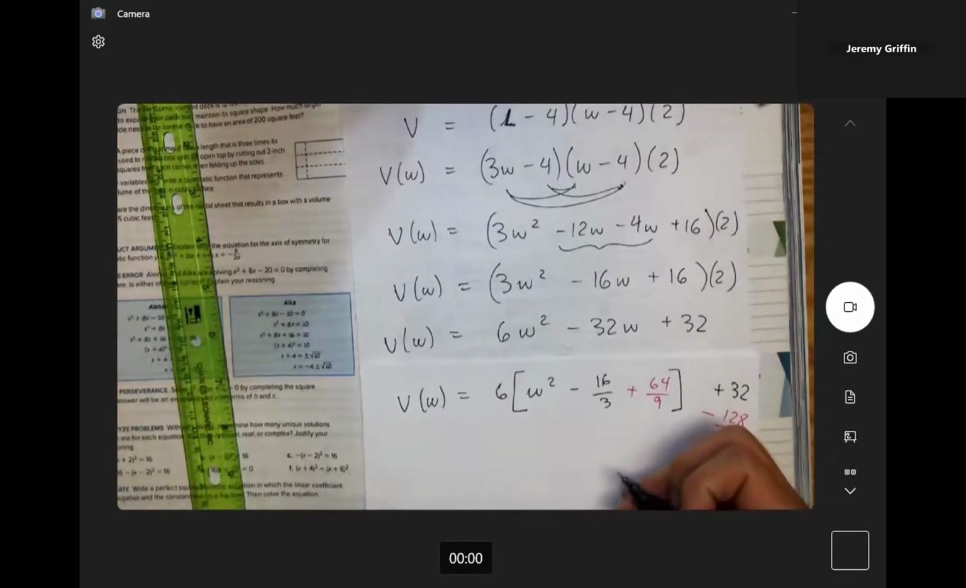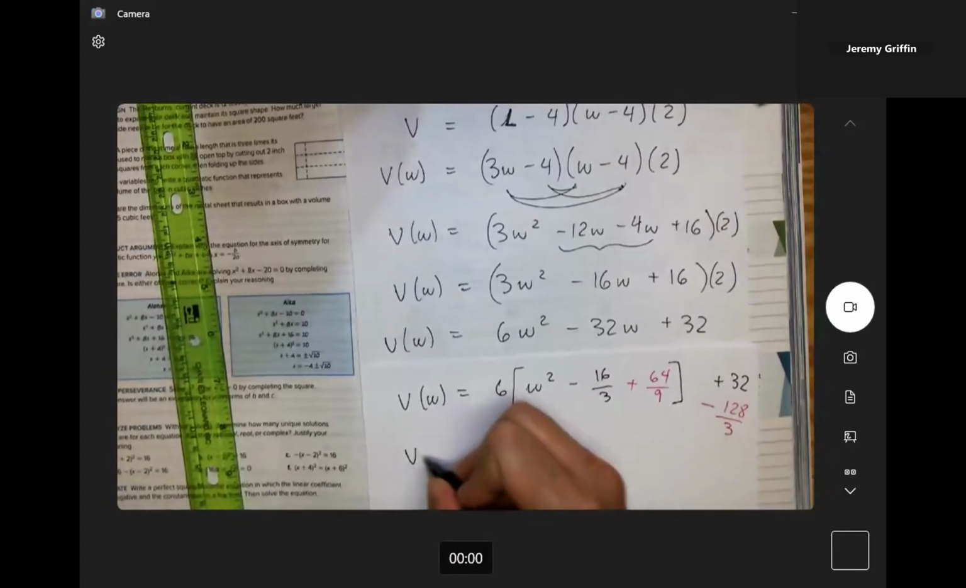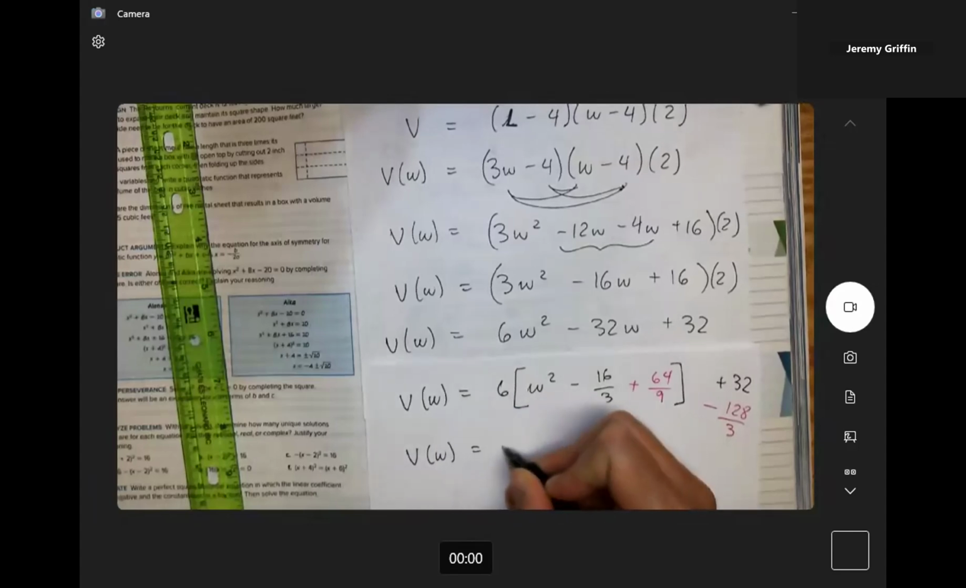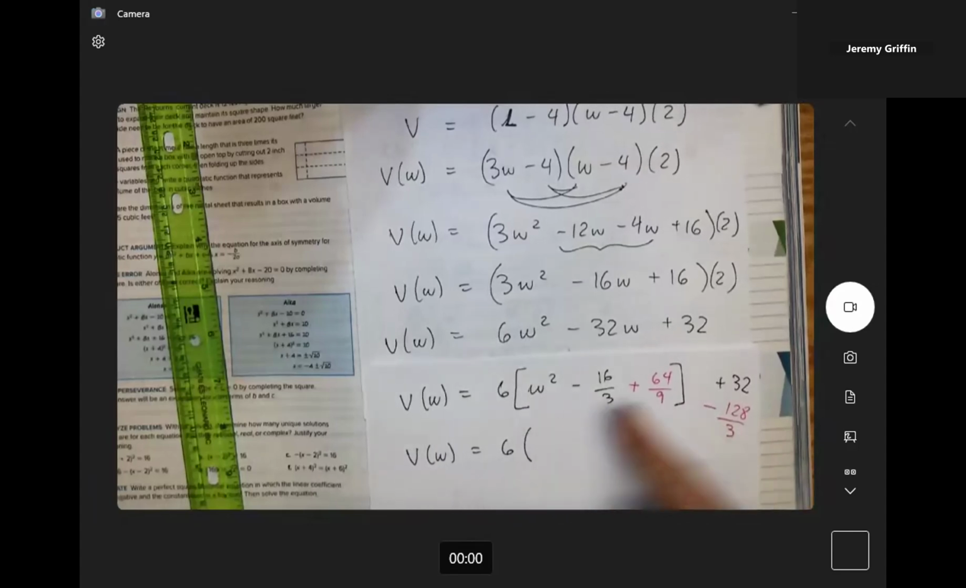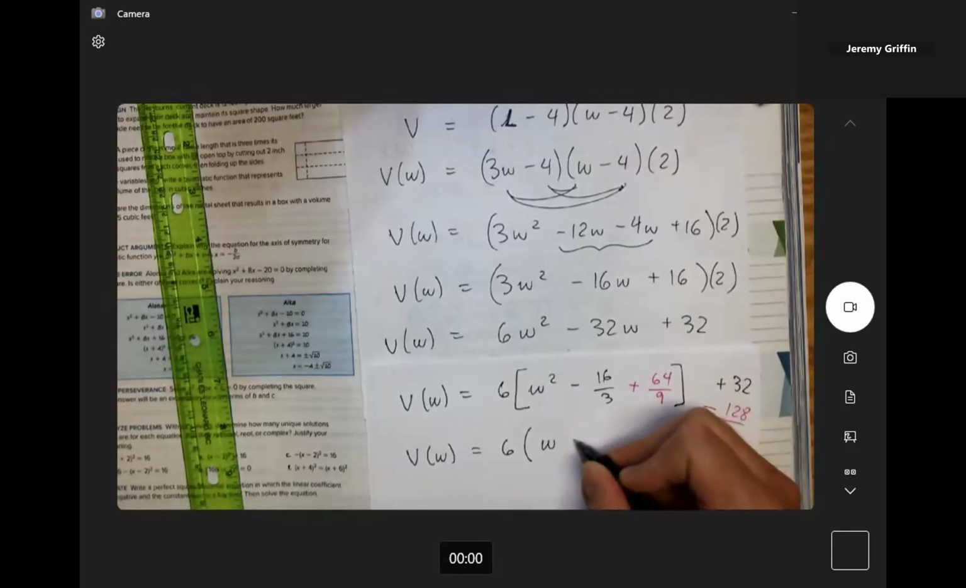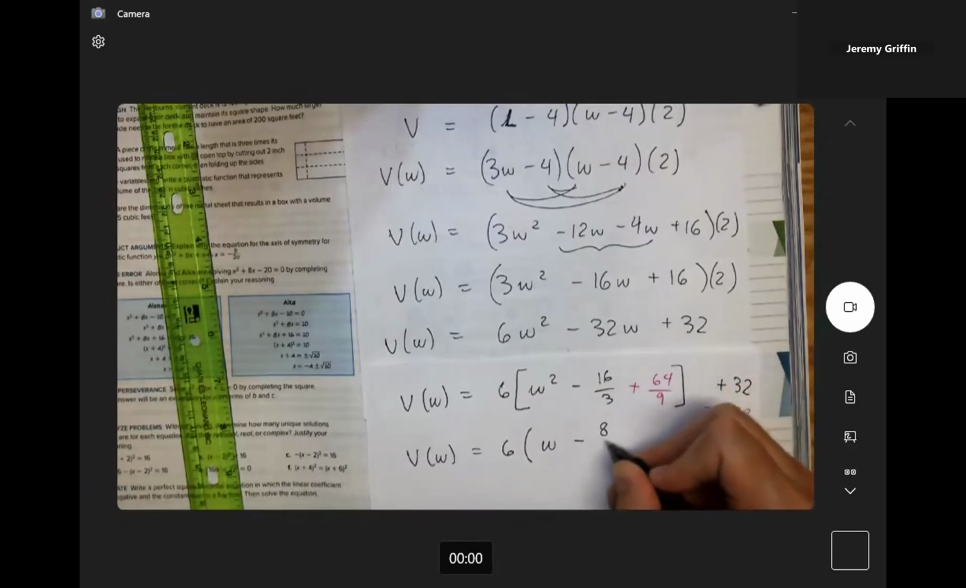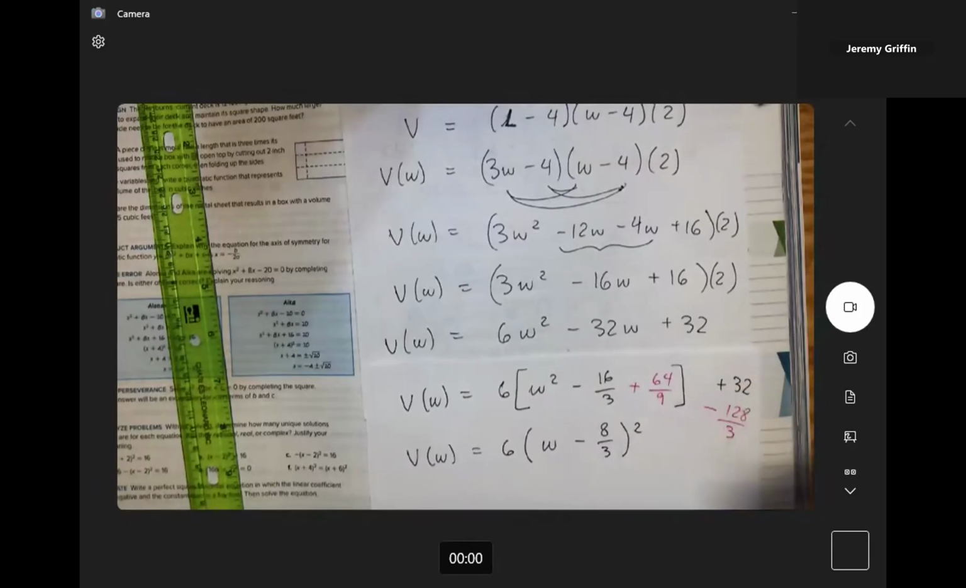Okay. All right. Real challenge question here. That's okay. We're getting closer. So volume as a function of width then equals, okay, I got the 6. But now this is ready to be in that factored form. W minus, okay, now this would be 8 over 3, and then quantity squared, just like that.